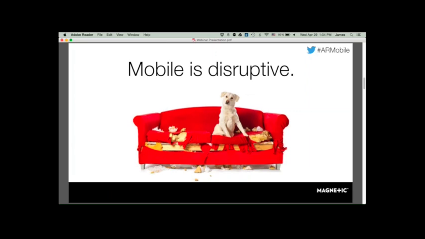Our first slide here, for those of you watching the slides: mobile is disruptive. Your mobile campaign is that cute little puppy dog, and your display campaign is the couch. That's what happens to it if you're not coordinated.